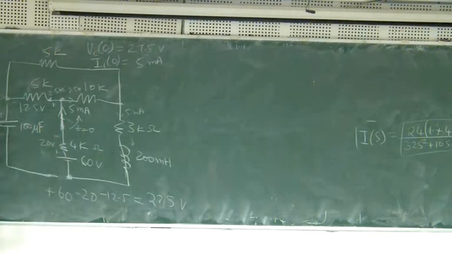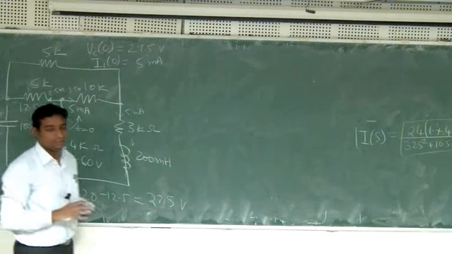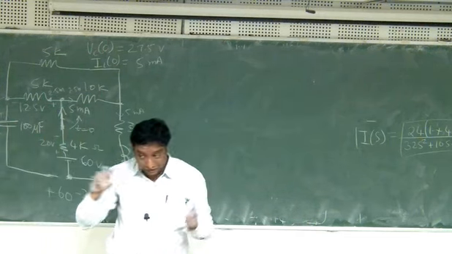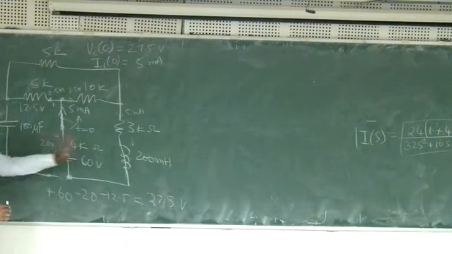Now after establishing these, see, if you have 3 inductors, then there will be 3 initial currents. If there are 10 capacitors, there will be 10 initial voltages. All of those you have to calculate before starting. So now you can go from here to the S domain. So what do we get?